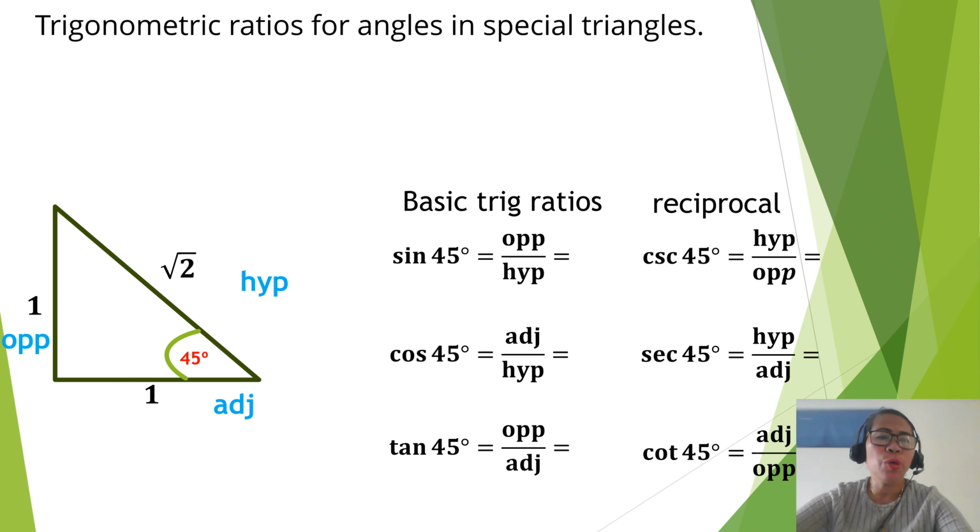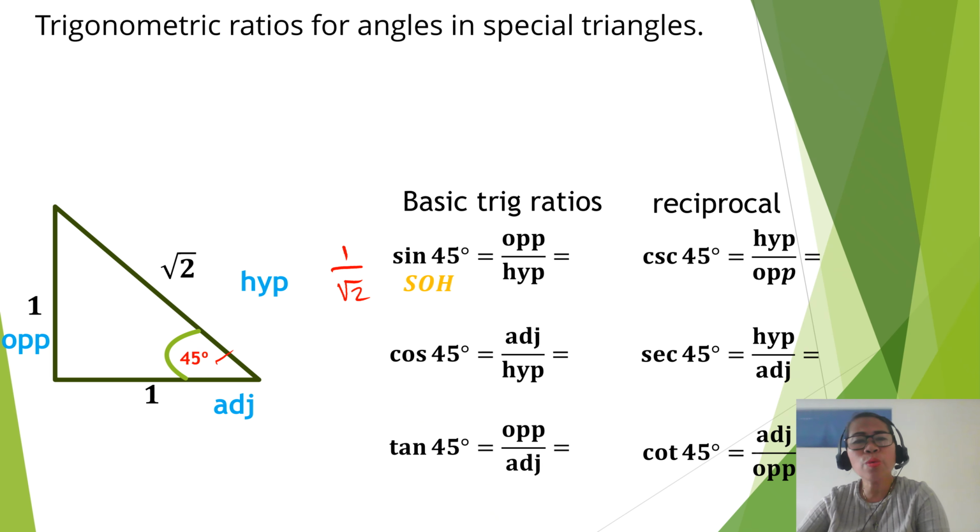Okay, so to continue, we have the last, which is the 45 degree angle. So we have the triangle with the 45 degrees. We will be getting the basic trig ratios and the reciprocal functions. We are going to get the sine of 45. Sine is opposite over hypotenuse. So this is our 45 degrees angle, and its opposite is 1. And our hypotenuse is the square root of 2.